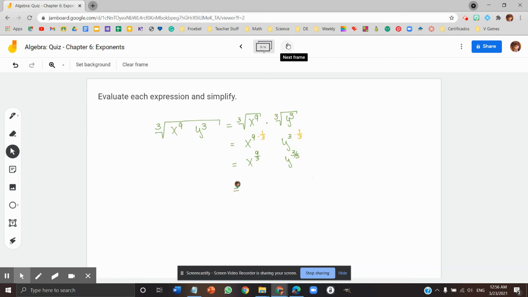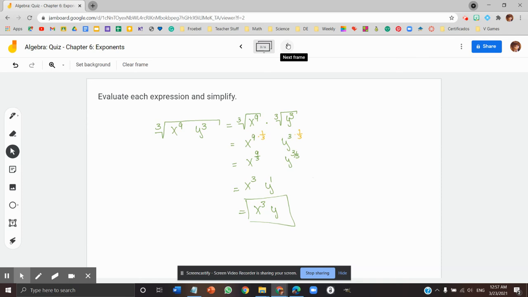And how much is 9 over 3? 3. And how much is 3 over 3? 1. Again, you can do that mentally, but I always like to show all the steps. So there you have an example. Let's just do one more example.